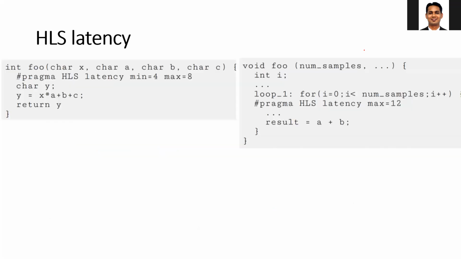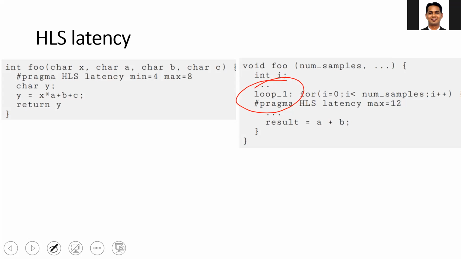So for example, on the left hand side, there is a function foo, and here you are telling the tool that this function needs to be executed in between 4 to 8 clock cycles. This is the requirement given by you to the tool. While in the second one, you are telling the tool that for this loop 1, you want the latency to be a maximum of 12. So you need to make sure that this loop is executed within 12 clock cycles. This is how you can instruct the tool about your expected latency of a particular function or loop.